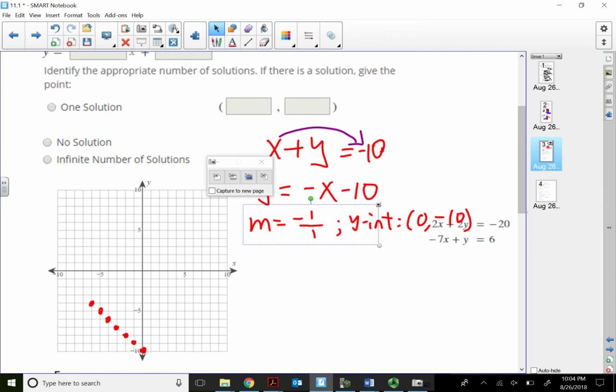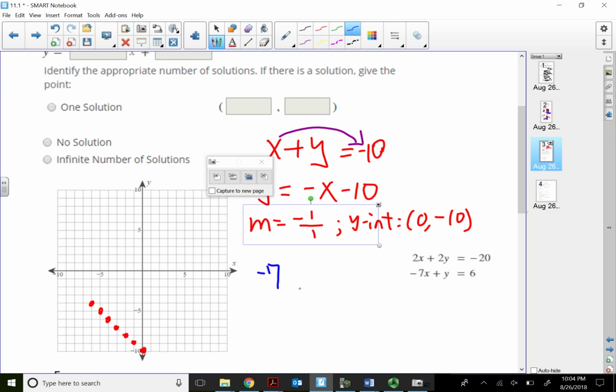Second one. Negative 7x plus y equal to 6. So my variable term is positive. Move my negative 7 over. So that's y equal to 7x plus 6.